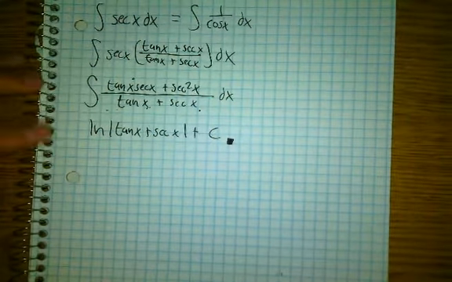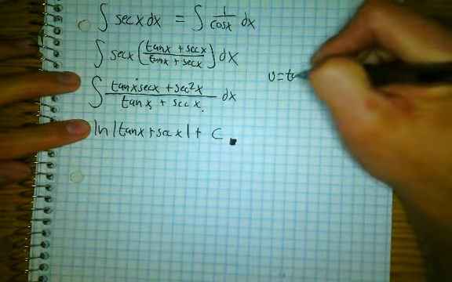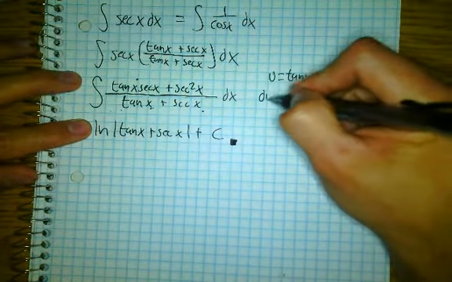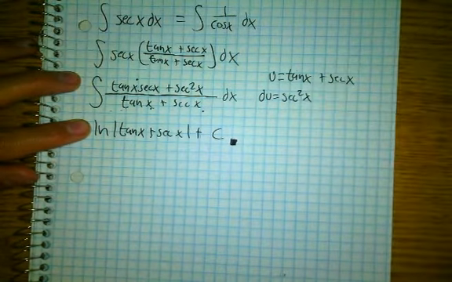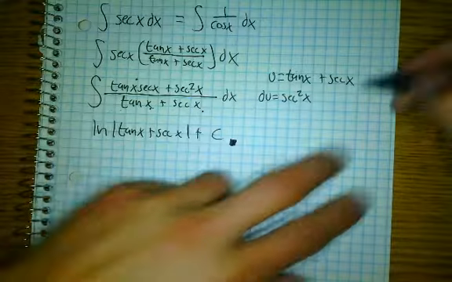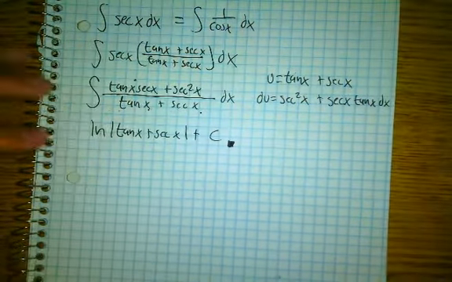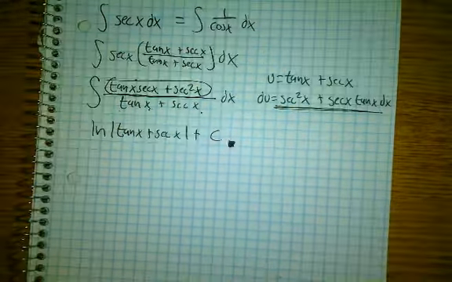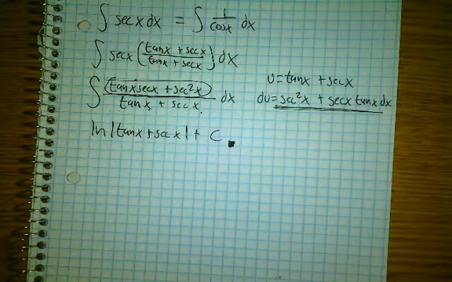Now, for those of you that are watching, you're like, I don't understand what happened. Okay, here you go. Your denominator is u equals tangent x plus secant x. If I take the derivative of that, what's the derivative of tangent x? Well, that's going to be secant square x. What's the derivative of secant x? Well, that's secant x tangent x, and this would be dx. Notice how this is exactly what you have on your numerator, and that is the reason why this would be a natural log. Okay? Questions?